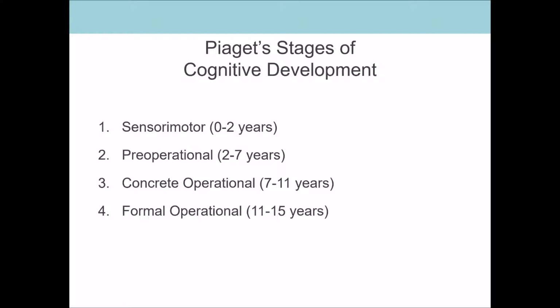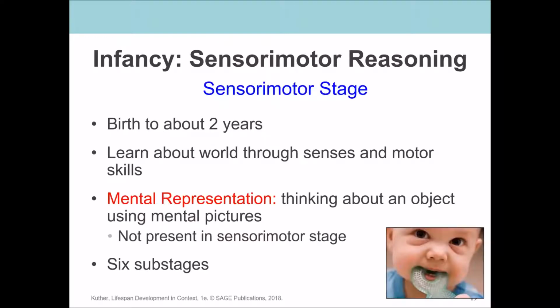All children pass through in the same order, but not all children reach the stages at exactly the same age, and some adults never quite reach the formal operational stage, that last stage. So let's begin with the sensorimotor stage. This is from birth to about 2 years.